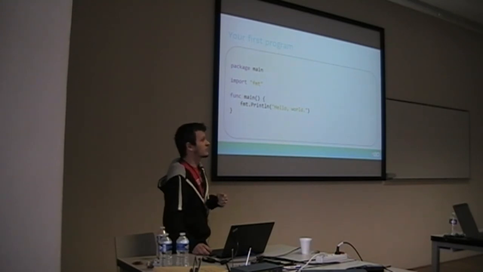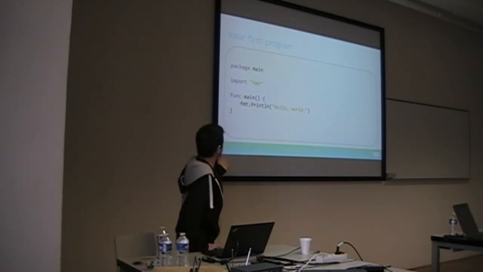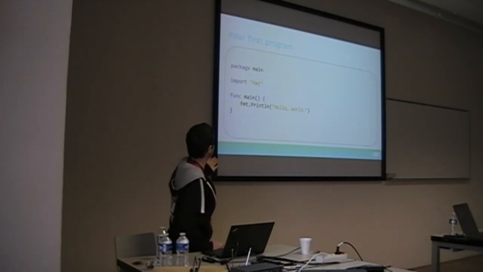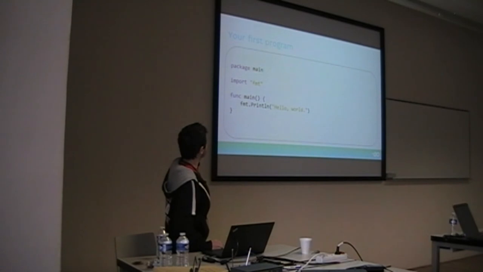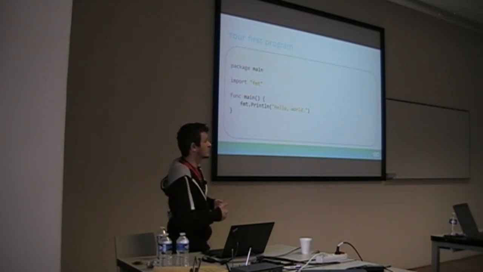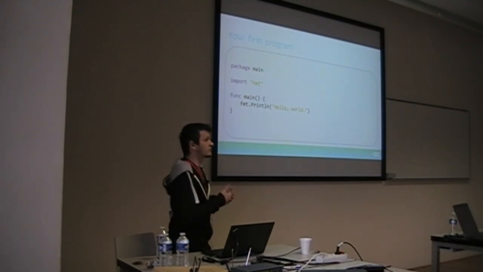So your first program in Go will be the Hello World, and some differences. You can see it looks like C. You have the function main. You have Println with the Hello World. You have the import statement to import the fmt package to print something. And your files will always start with the package something. If it's the entry point of your application, it must be package main. But if it's a library, you can name it the name of your library.